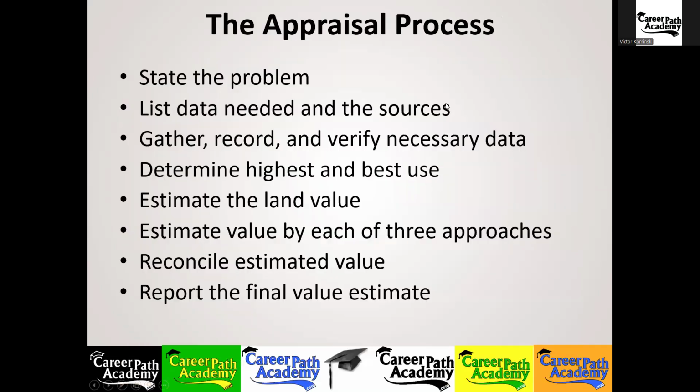Okay, so what's the process that an appraiser thinks through? Well, to do an appraisal, they first have to state what the problem is they're trying to solve. They list the data needed and all the sources that they need access to. Then they gather, record, and verify the necessary data, determine the highest and best use, estimate the land value, estimate the value by each of the three approaches, reconcile that estimated value, and then report the final value estimated.